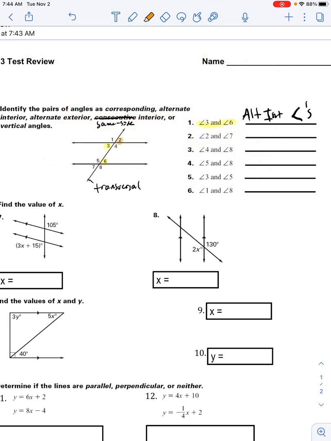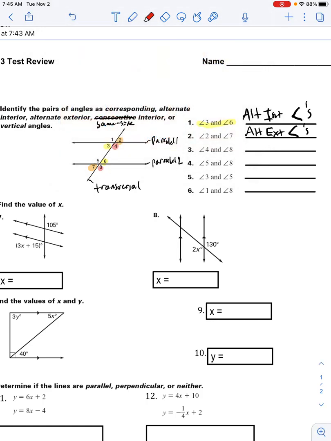Looking ahead, I've got angle 2 and angle 7. Again, these two are on the outside of my two parallel lines. Here's one, let's call it parallel 1, and this is parallel 2. I don't think I spelled that word right. But since they're on the outside of my parallel lines and on opposite sides of the transversal, I'm going to say that these are alternate exterior angles.